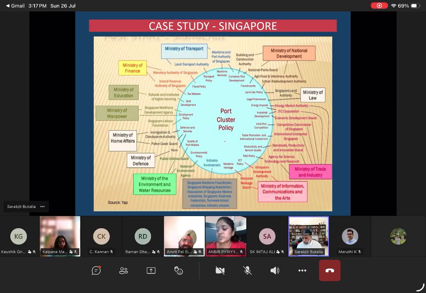So this is a cluster policy where every ministry works together, it's not in silos, with somebody saying something and somebody doing something else. And if you ever get a chance, or maybe you have worked there, they have a national service of 2 years. I think it's a good thing.